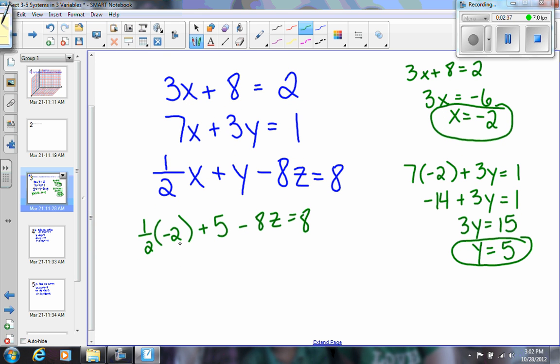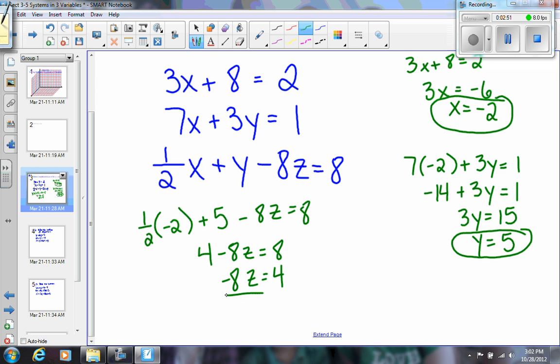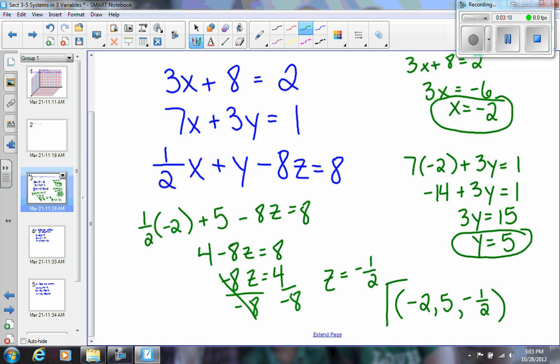Half of negative 2 is negative 1. Negative 1 plus 5 is 4. Subtract 4 from each side. And then I divide both sides by negative 8. So I get z equals negative 1/2. So then I have what's called an ordered triple. I put x first, so negative 2, comma, 5, comma, negative 1/2. And this is how I would write the point of intersection for these 3 equations.